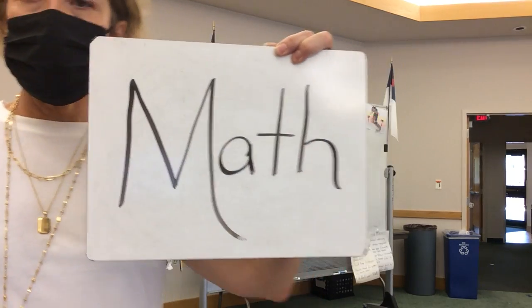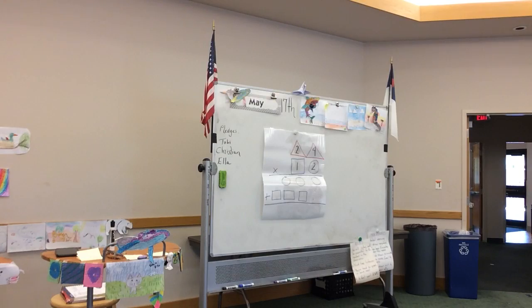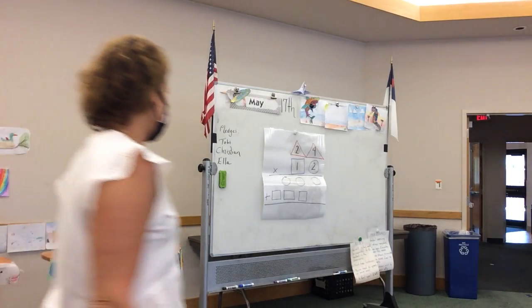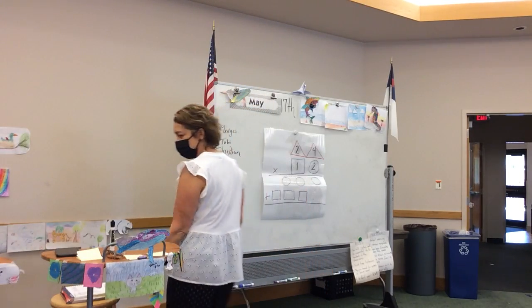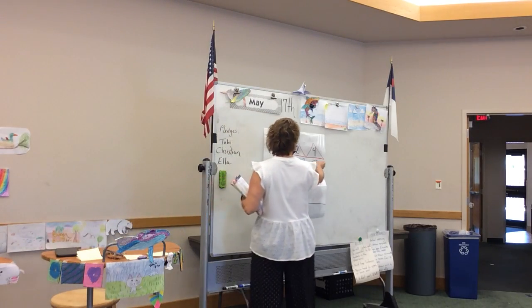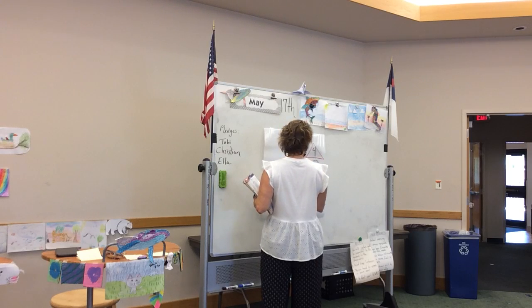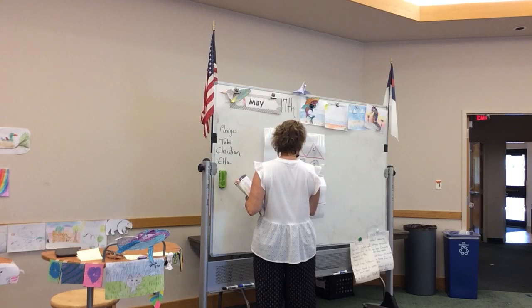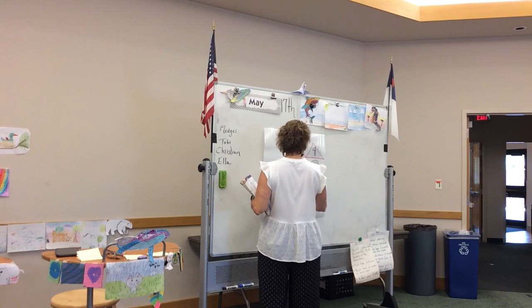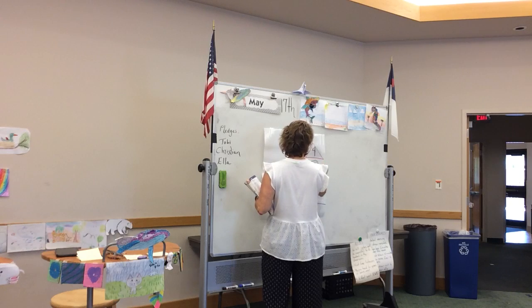All right, we are working on math. We are doing two-digit multiplication. So you see on here, I have a circle and I have a square. And you can see that the squares are represented and the circles are represented. So we're going to start off with the 2.